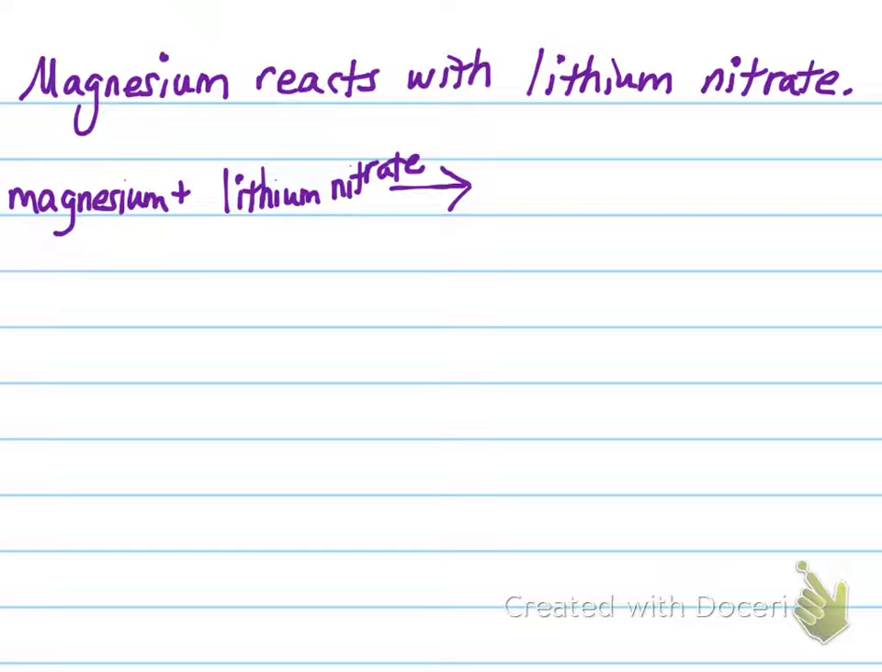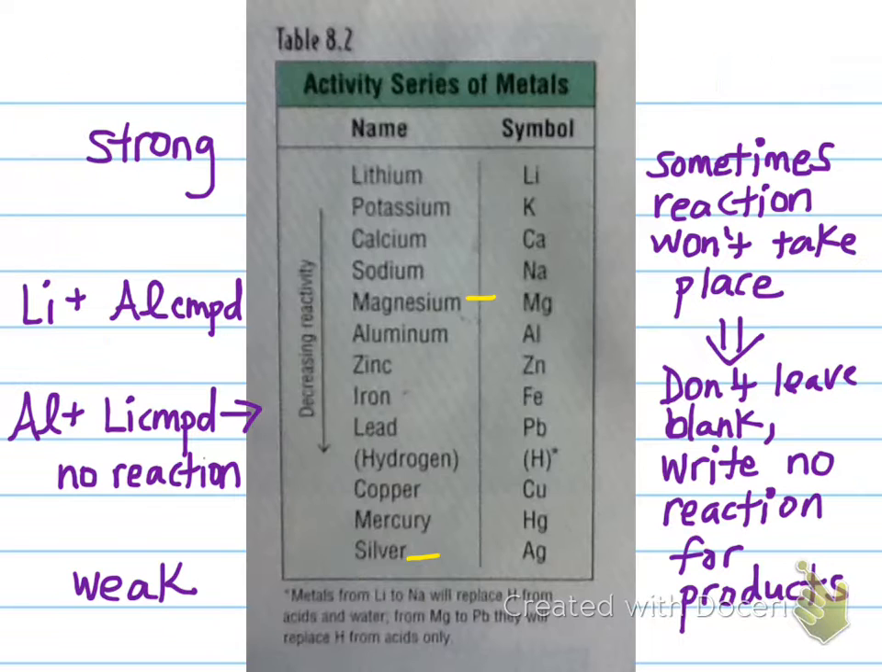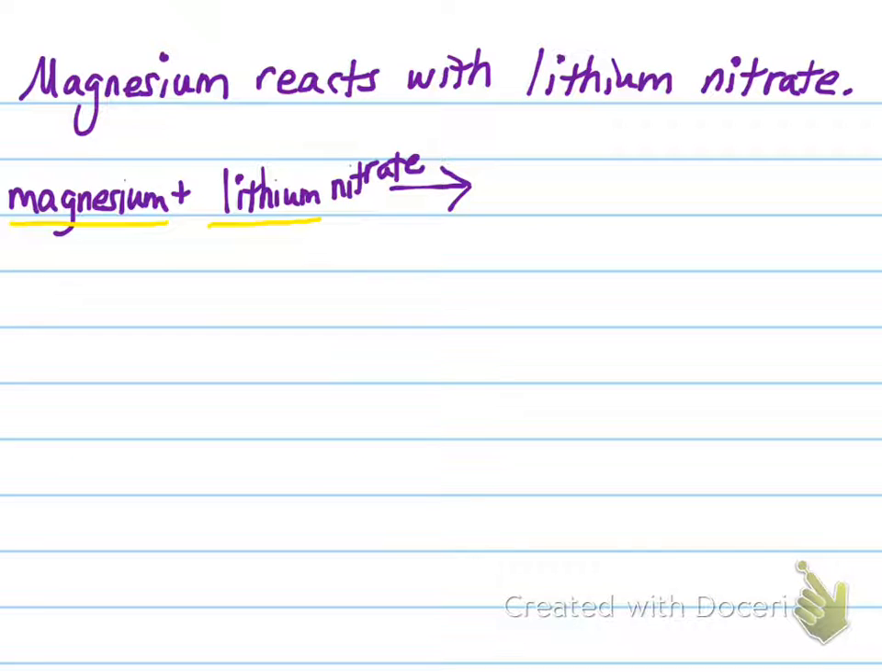Again, I want to check my activity series. Magnesium is a metal, so it's going to take lithium's spot. So magnesium needs to be up above lithium. Notice that it's not. So what I'm going to do for this one is write no reaction. Now, I still want you on a test or quiz to write the chemical formulas for magnesium nitrate. So this really is a word equation. It's not a balanced chemical equation.